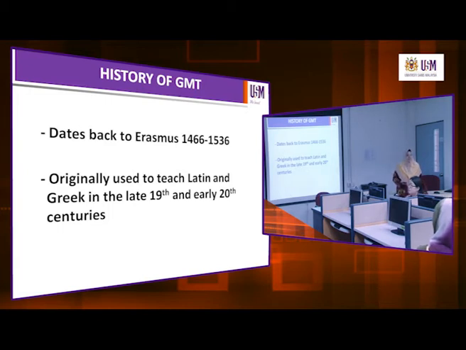Originally used to teach Latin and Greek in the late 19th century and early 20th century. Now, Latin is a language which is already dead. Okay? There's no speakers. When the language is dead, meaning that there's no speakers. However, some Western countries, they still teach their students the Latin language because it's the language of the early religion. So people in the United Kingdom, people in Australia still learn Latin, even though they don't speak it. So things like Magni Nominis Umbra, that is Latin. Okay? All right?